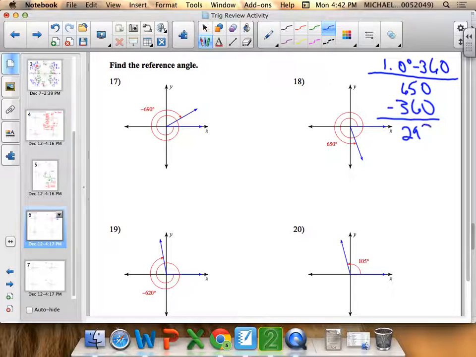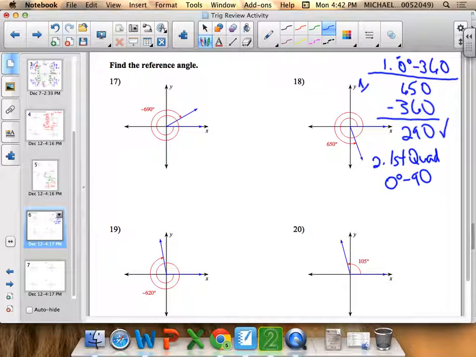290 does indeed exist between my one revolution of a unit circle of 0 to 360. At this point, I am done with step 1, if it exists between that. Step 2 now is to get it into the first quadrant. First quadrant, and the degrees I care about are 0 to 90. This is the first quadrant, right here.